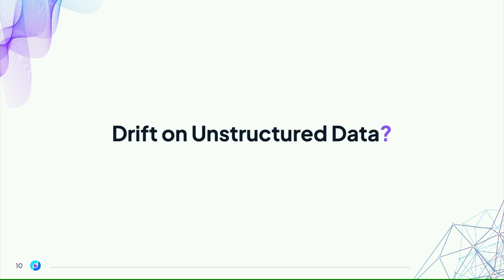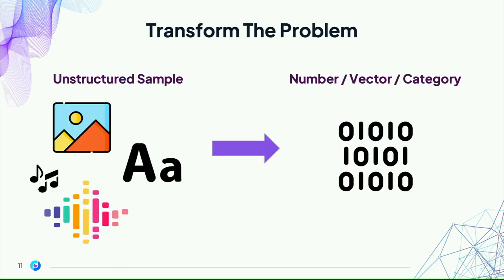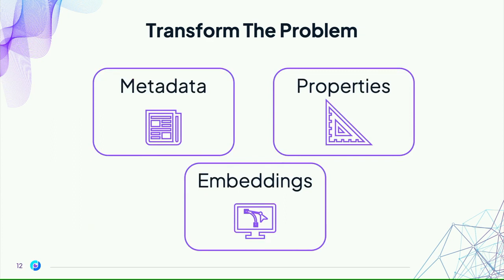OK, you're probably asking yourselves, so that was all nice, but it's for tabular data. So what do we do with unstructured data such as text? Like everything in machine learning, we have to convert our unstructured data, be it text, audio, image, or whatever, to some kind of number or category or vector that we can actually work with. And the way we come up with for doing that is breaking the problem into metadata, properties, and embeddings.